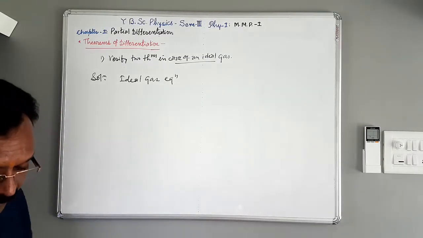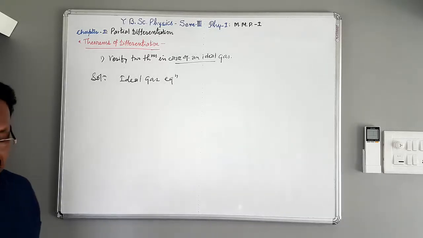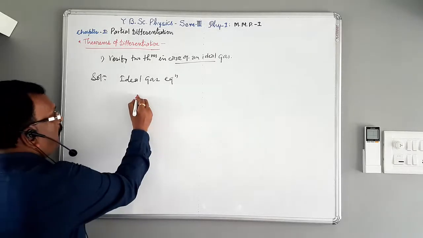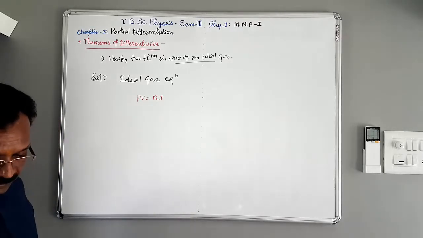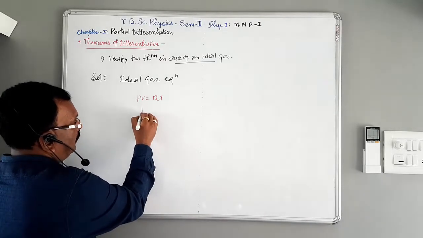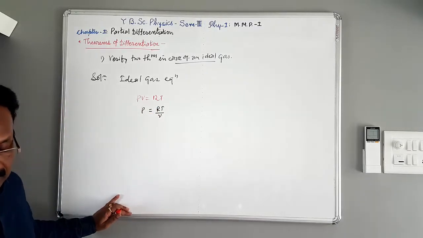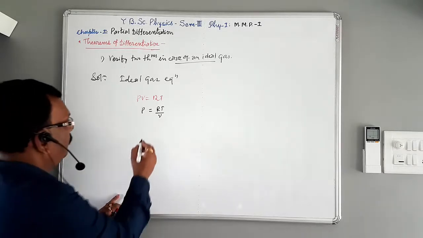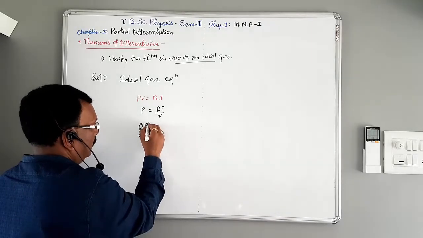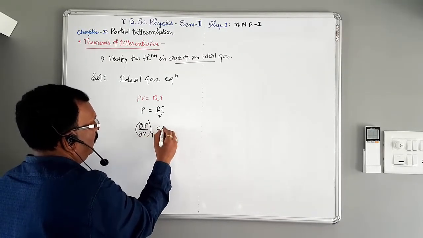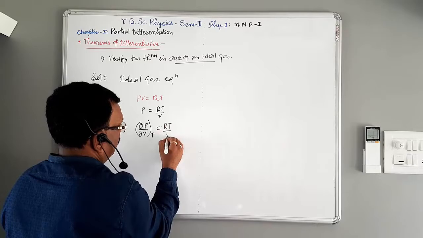Again the ideal gas equation gives us PV is equal to RT. From this equation we can make the arrangement. First, P is equal to RT upon V. Differentiate this equation with respect to V at constant T. We have del P by del V at constant T is equal to minus RT upon V square.